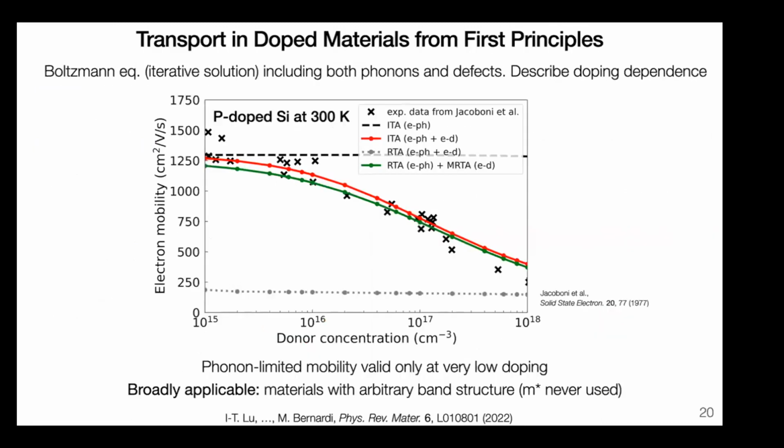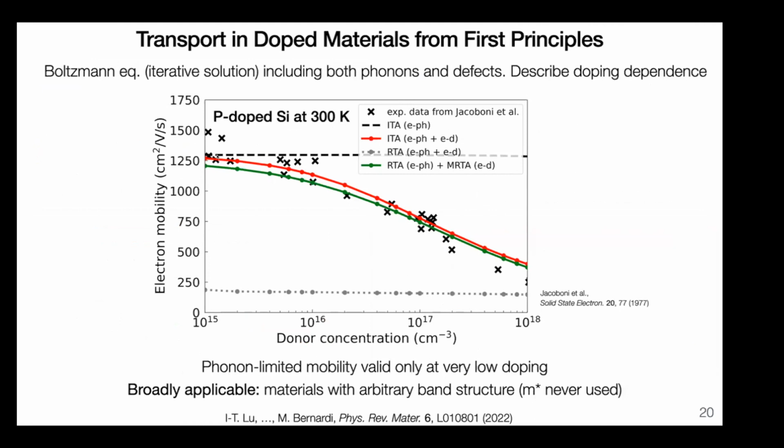For example, things that you can do is you can compute transport at very low temperatures, and or you can compute transport as a function of doping. So this is silicon. The calculations that are phonon limited that I've shown so far would basically address this limit here, where the system has very low doping.